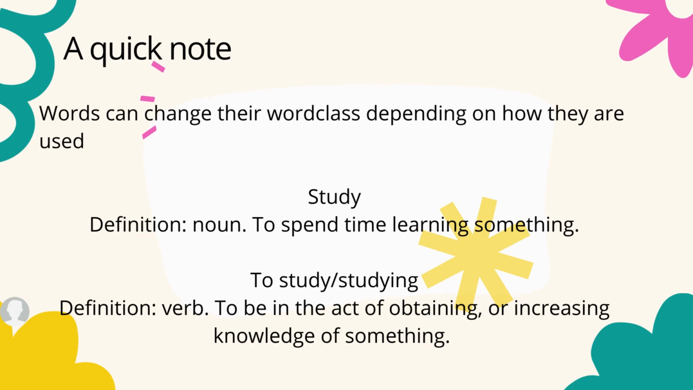Take for example the word study. Now this is a noun in this sense when we mean to spend time learning something. However, if we say to study, or studying, that means to complete the action associated with study. It then becomes a verb because we're doing it, whereas the concept itself, study, the idea of study, is a noun. But we'll go more into that when we look at nouns and verbs in a second.